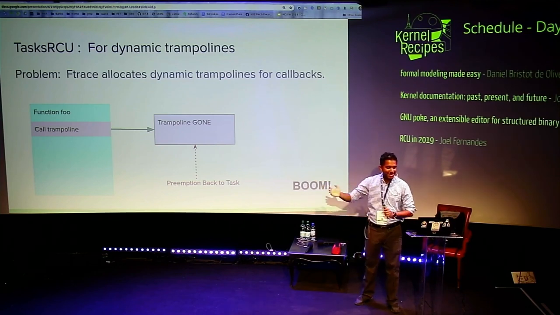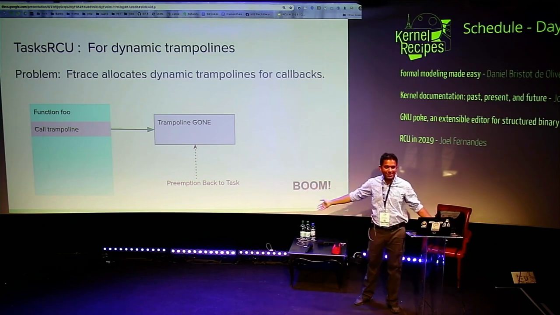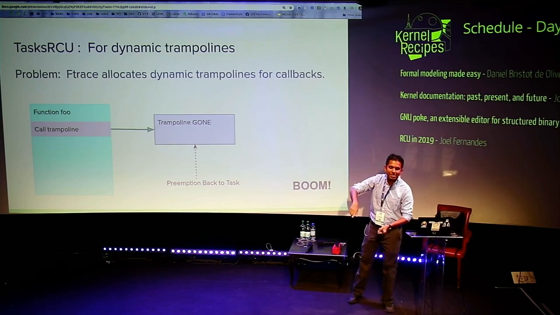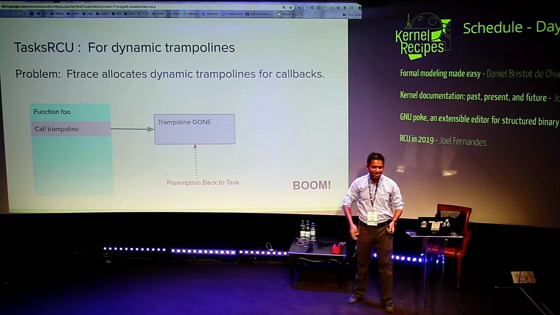Now that something else, or whoever, disables ftrace, and the trampoline is gone, right? Now the task gets scheduled back. It gets the CPU back. And boom, the trampoline is gone, crash, right?